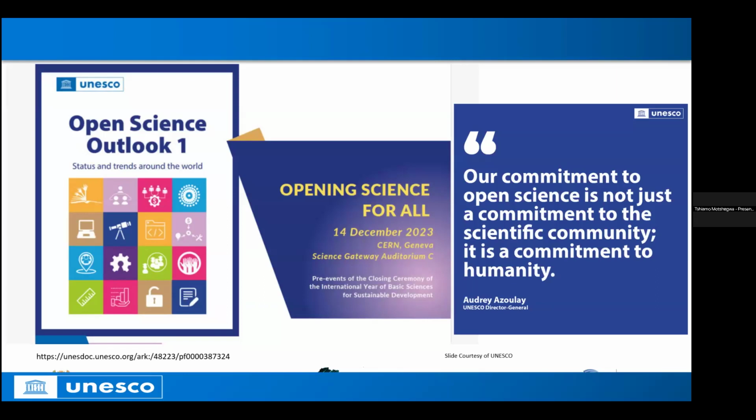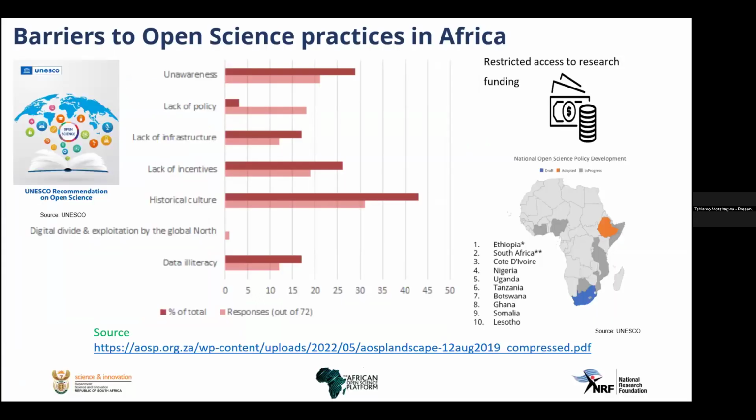The first UNESCO Open Science Outlook was launched in Geneva. We were at CERN in December as the first iteration, but there will be a sequence of reviews every 4 years on how countries, organizations, and everybody is doing regarding this. So really, I'm sharing this for information so that participants here can be abreast of what's happening.